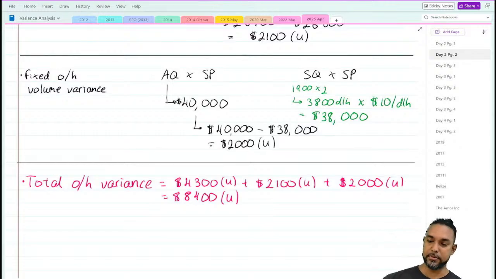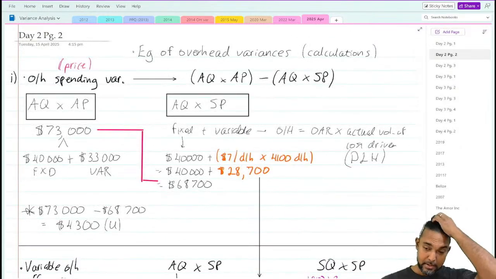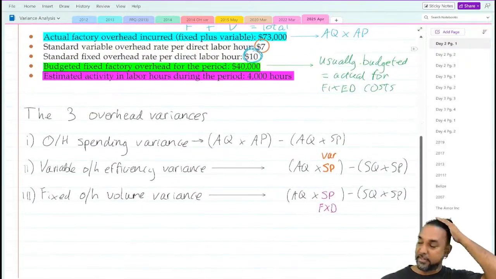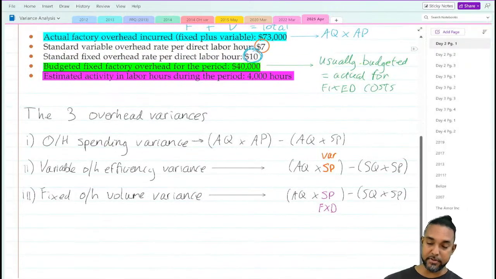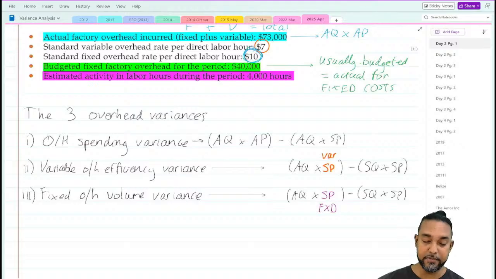Right. So just to bring it back from the top, when we are doing overhead variances, you have three. You have your overhead spending variance, which is like our price variance. So that's how much money you actually spent versus how much you should have spent. Then you have your two efficiency variances. For the variable overhead, we call that the efficiency variance. But for the fixed overhead, it's called a volume variance, because I think it's the volume of capacity you use or something like that. I never understood the explanation there.